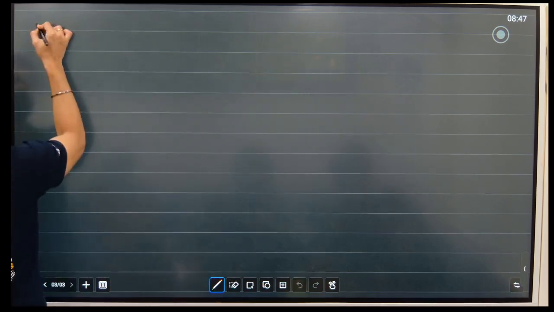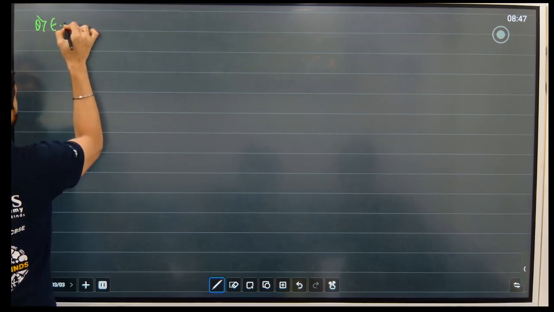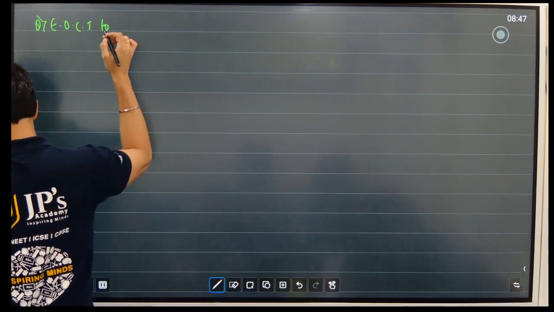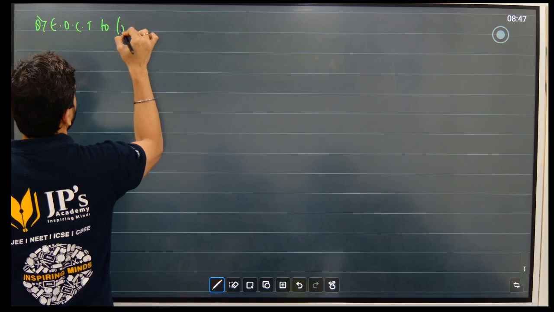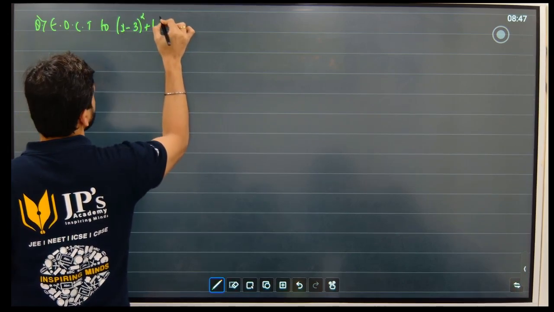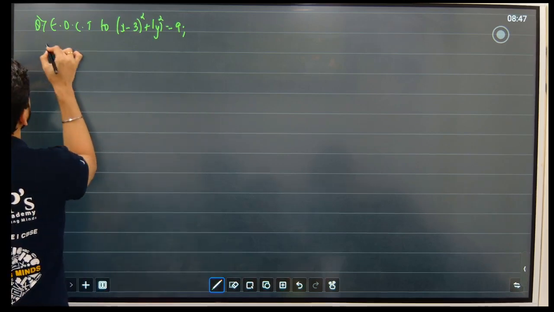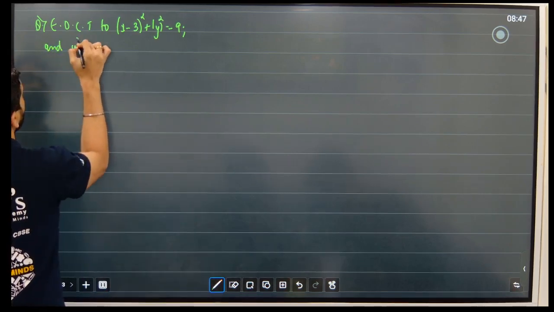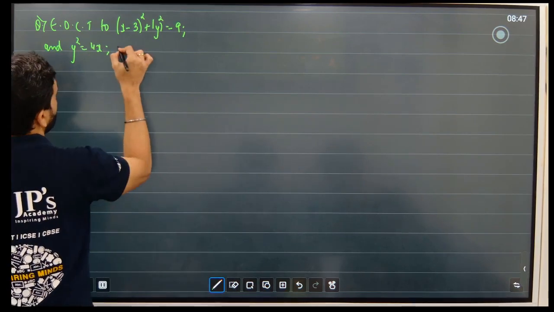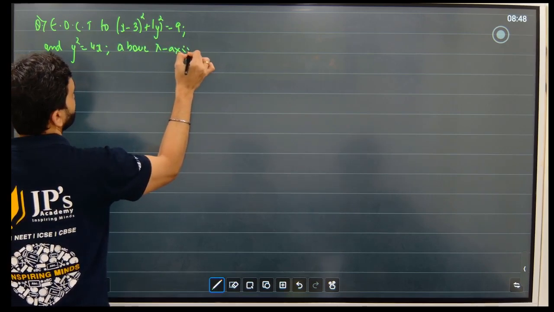Now since we have already done parabola and rectangular hyperbola, equation of common tangent 2: x minus 3 the whole square plus y square is equal to 9, and y square is equal to 4x above x axis. Now for the last part there is no need to think too much.